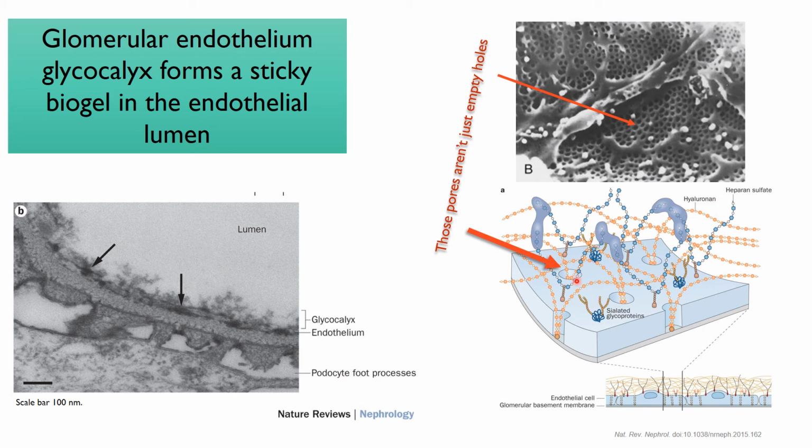And you don't need to know the names of them, but what this graphic over here is indicating is that these pores are the origin of this sticky, web-like, fuzzy stuff that lives on the inside of that glomerular capillary lumen. So these pores aren't just empty holes. And what this means is that the glomerular filtration barrier actually has a preliminary thing that you have to get past if you are going to get filtered, and that is that glycocalyx.